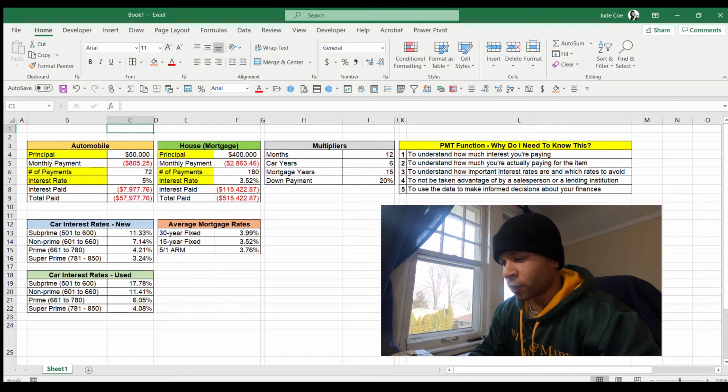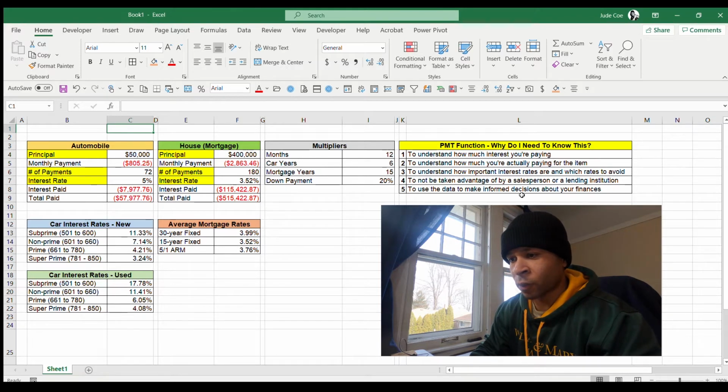And you want to be able to use this data to make good decisions about your finances. So if you make a bad decision, at least you know that you have the data and you were educated enough to make the decision. What we'll do here is we have all these numbers under automobile and house. I'm going to run you through how to use the payment function in Excel to figure out what you're paying for your car and also for your house. Usually they're pretty different because they have different terms. I'm going to erase everything here and get those exact same numbers. The exact same formula will be used to get different numbers.